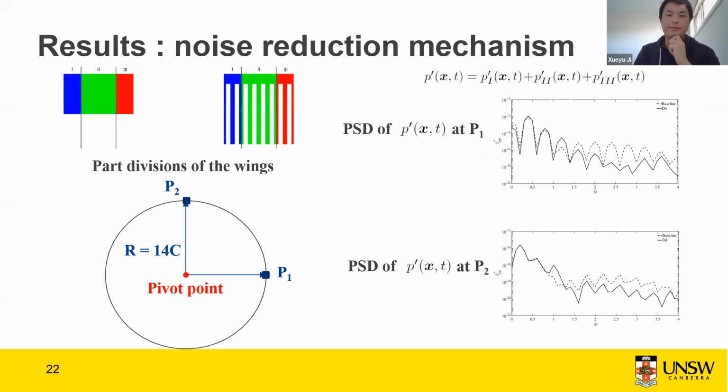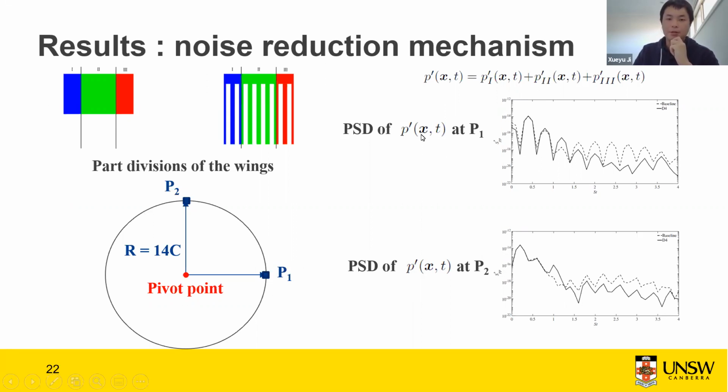To further confirm this assumption, I conducted another test for studying the noise reduction mechanism. You can see that I divided the wing into 3 parts. The first part corresponds to the region near the wing root, and here is the midband. The third part is the wingtip. You can find the diagram here. The total sound pressure fluctuation is equal to the fluctuation caused by the first part, plus the second part, plus the third part. Here I pick 2 points and study the power spectrum density of the sound pressure at these 2 points. These 2 points have a radius of 14 C from the pivot point.